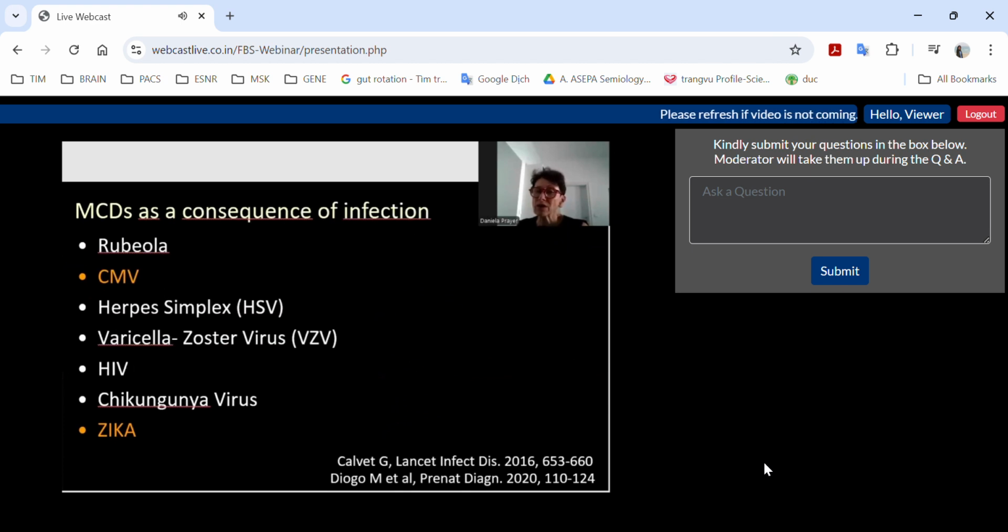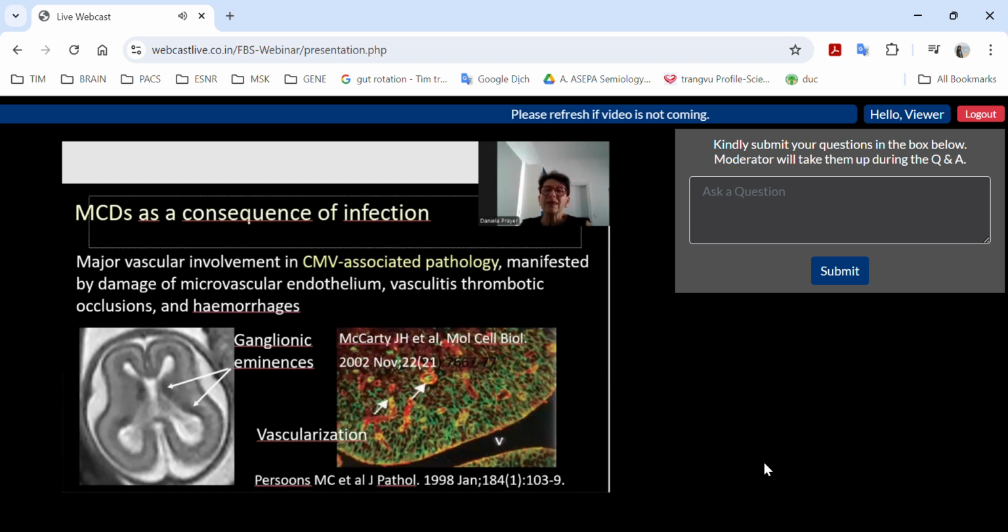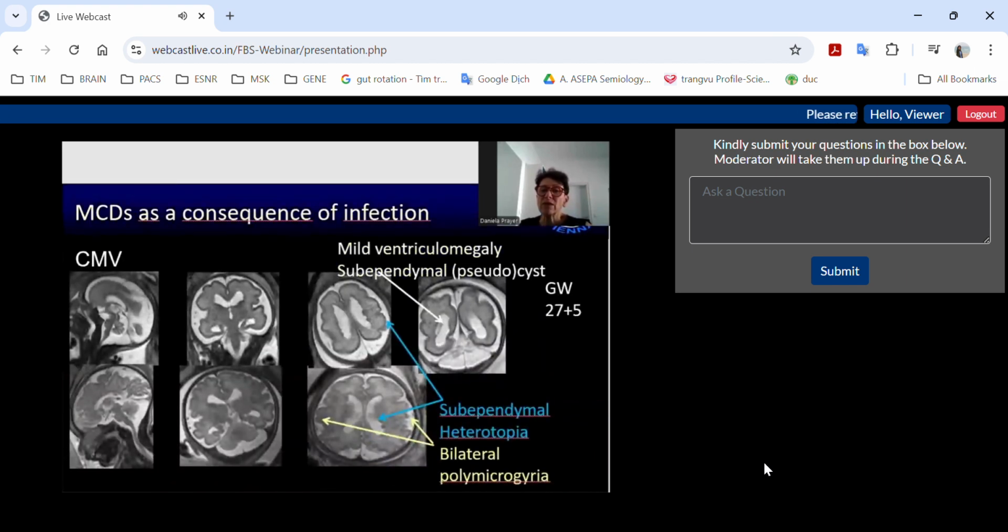And then there is, of course, something that we always consider and test for: MCD as a consequence of infection, most frequently of CMV, and during the Zika time, we also had very often Zika as a reason for cortical dysplasia. The reason is that CMV and also Zika impair the microvascular endothelium, so this is also more or less a vascular origin of an MCD. Here we have an example of CMV where you see a combination of subependymal heterotopia with bilateral polymicrogyria, and of course there are also other signs such as pseudocysts of this CMV infection.